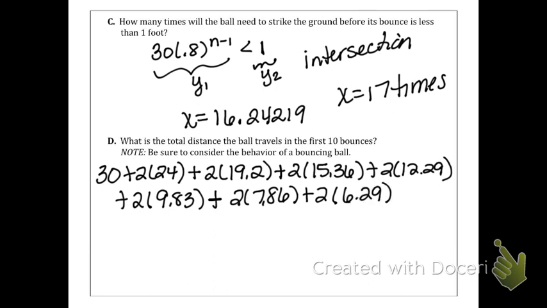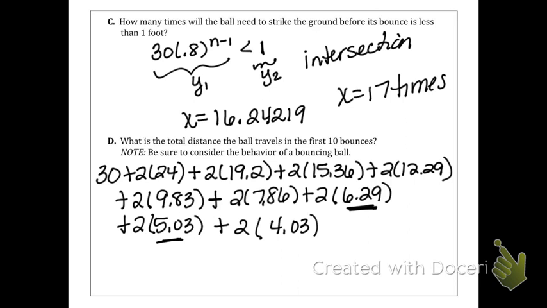Now that's only going to get us to 8 bounces, and it wants 10. So I'm going to keep going. So plus 2 times, remember the next bounce is 80% of that. So 6.29 times 0.8, and I got 5.03. Plus 2 times, and we're going to take that 5.03 times 0.8, and I got 4.03. So if I add all those numbers, it's going to tell me how far it traveled in the first 10 bounces. And so I add them all together, and I got 237.78 feet. And that is all for lesson 1.